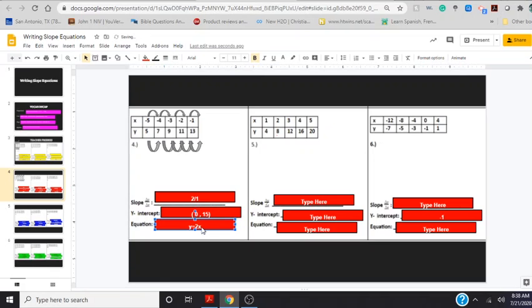If I can type again, there we go. Plus 15. And then be on the lookout for easy ones.